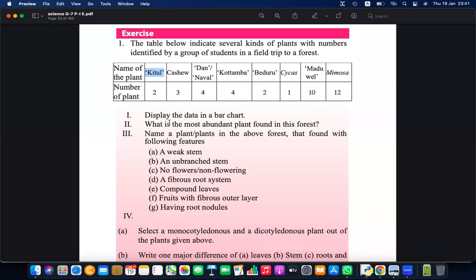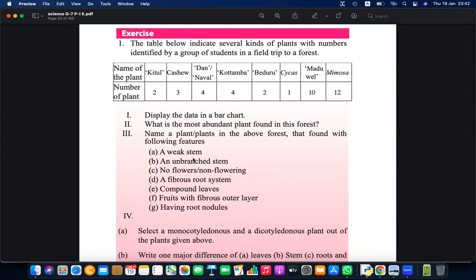What is the most abundant plant? This cycas, right? You can see cycas. The next question is asking, name the plant in the above forest that is found with the following features. A weak stem. Is it Kitul, Cashew, Dan, Kottambu, Beduru, cycas? What is that? Beduru.